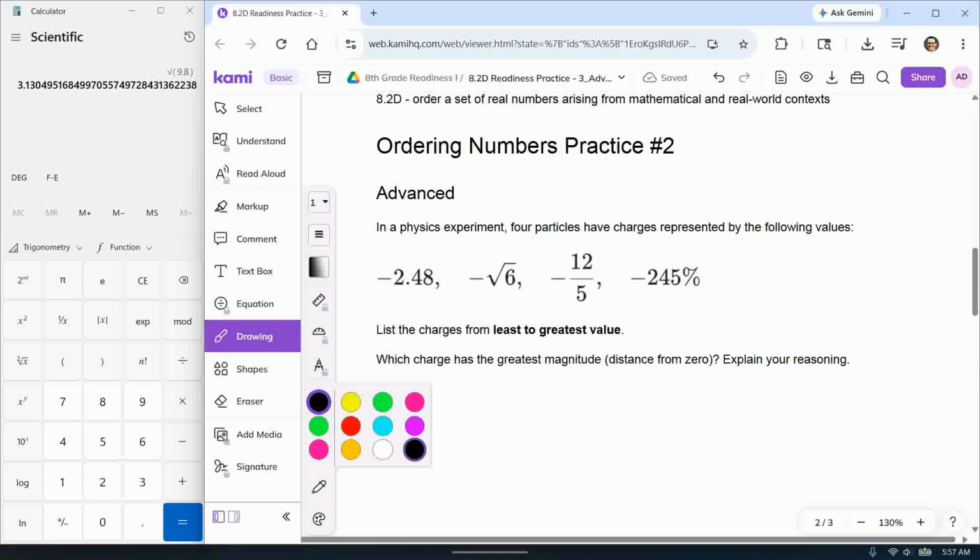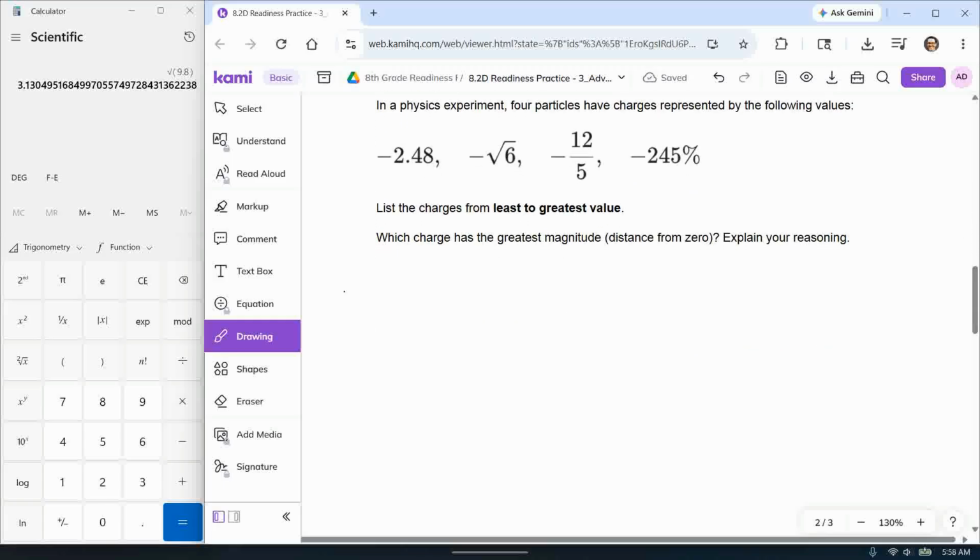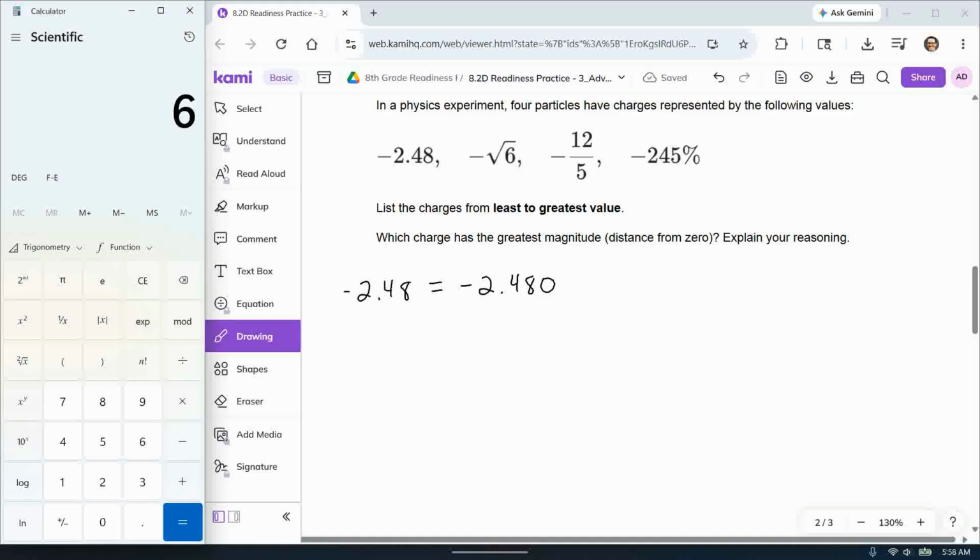All right, so for our next problem, we've got four values. They're all negative. We need to have least to greatest. Let's get some decimal values here. And the first one's going to be pretty easy because negative 2.48 is going to be equal to negative 2.480. I'll put a 0. We're still going to go to the thousandths place. All right, square root of 6. So what I need to do is take the square root of 6, and then just put the negative on that. Because if you take the square root of negative 6, that gets into imaginary numbers. Not doing that quite yet.